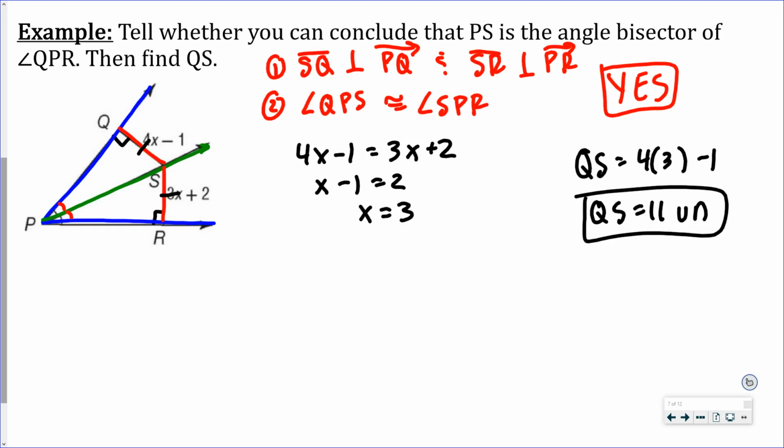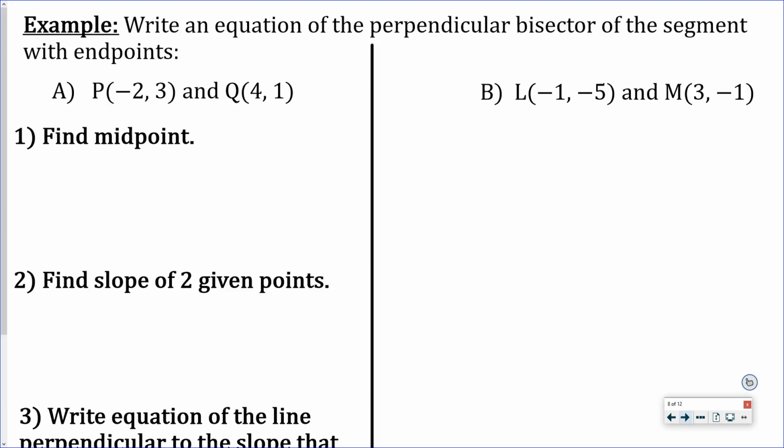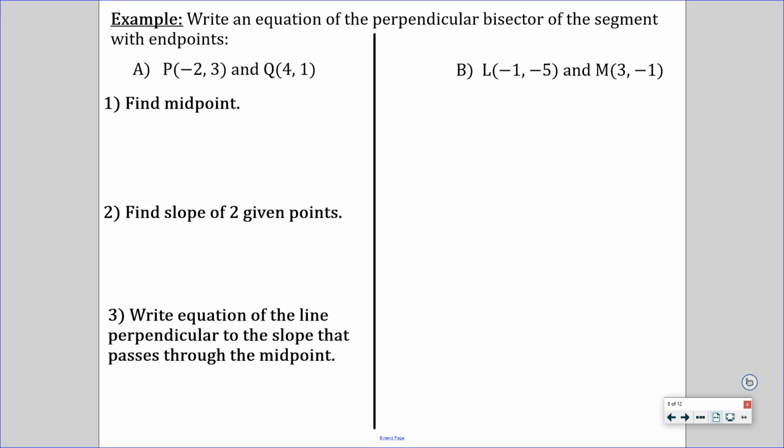PQ is the last one. Okay, one more type of problem we have to do. I'm going to use Desmos to kind of visualize this for you. I gave you one with training wheels here where I wrote out the 3 steps, and then we'll try one without. I don't know if we'll get to both today. We'll probably just get through the first one.